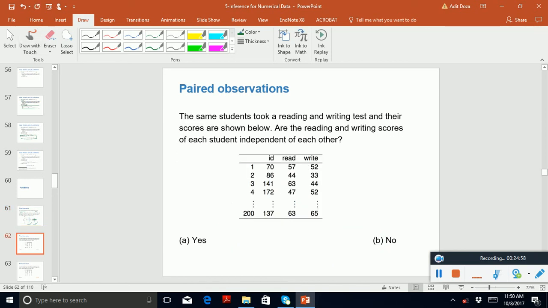The same students took a reading and writing test, and their scores are shown below. Are the reading and writing scores of each student independent of each other? They are not independent, because it's the same person taking the writing test as well as the reading test. One who is proficient in, let's say, English would most likely have a higher writing score as well as a higher reading score. So they are not independent.